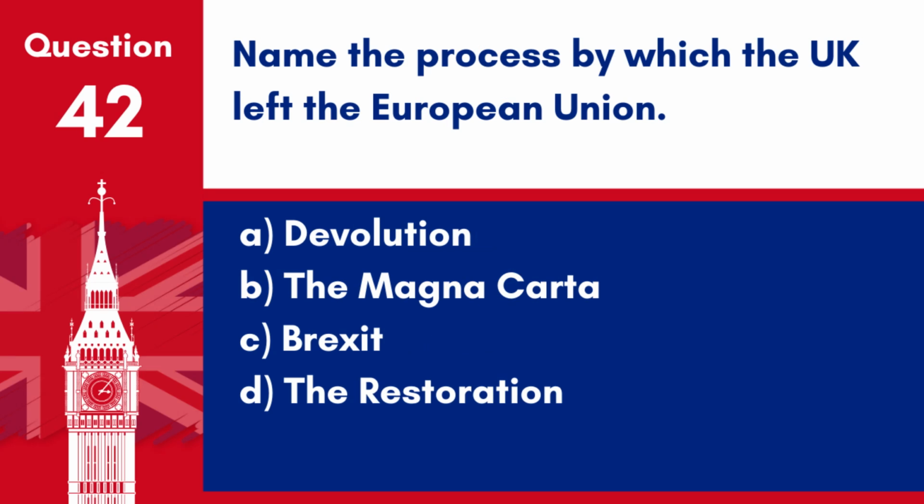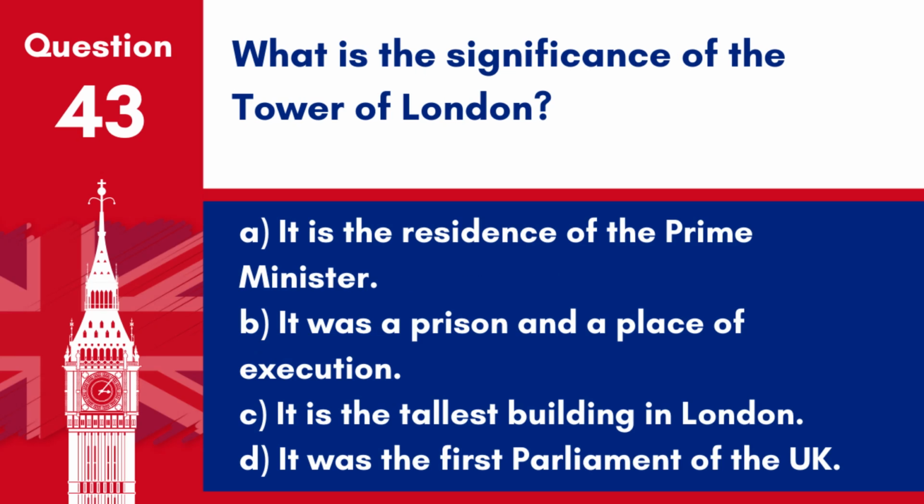Question 42. Name the process by which the UK left the European Union. A. Devolution. B. The Magna Carta. C. Brexit. D. The Restoration. Answer C. Brexit. The process by which the United Kingdom left the European Union is known as Brexit. Question 43. What is the significance of the Tower of London? A.